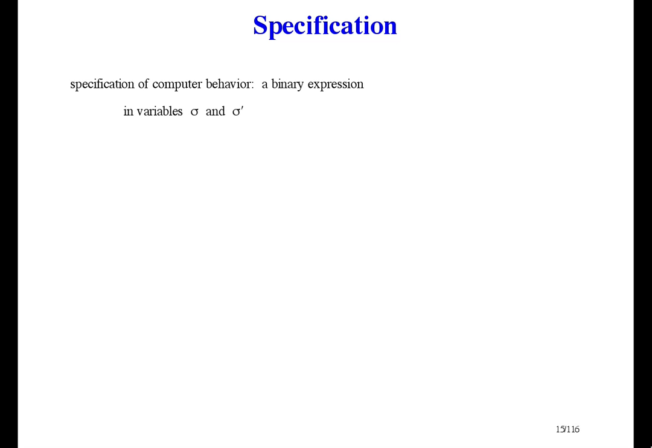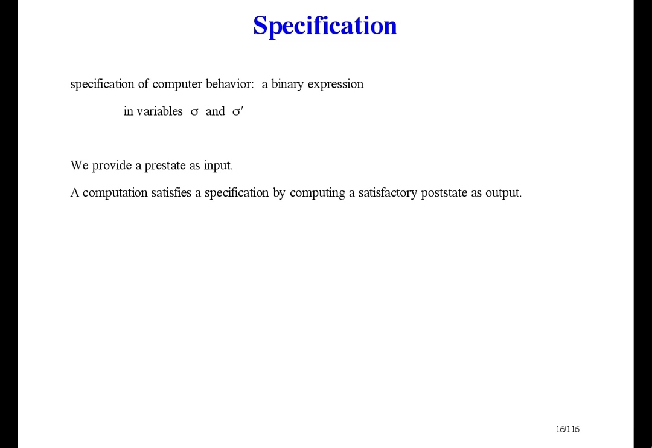For now, a low-level specification of computer behavior is a binary expression in variables sigma and sigma prime. We provide a pre-state, sigma, as input. The computer makes a computation that satisfies a specification by creating a satisfactory post-state as output. That means the pre-state and post-state must make the specification true.